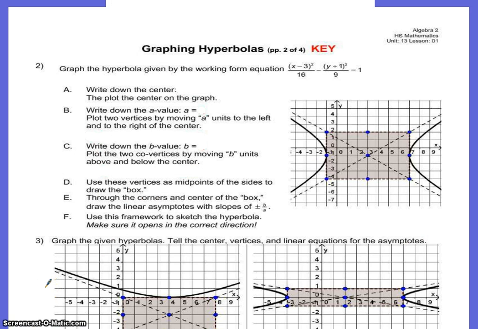Okay, here we want to graph the hyperbola given the working form of the equation. So first, I want to know what my center is. Looking at this, I know that my center is going to be my h and my k, right? So I'm going to focus on my h and my k. So my center is going to be at, that's correct, 3 and negative 1. So I want you to go ahead and plot that on your graph. I'll plot my 3, negative 1.